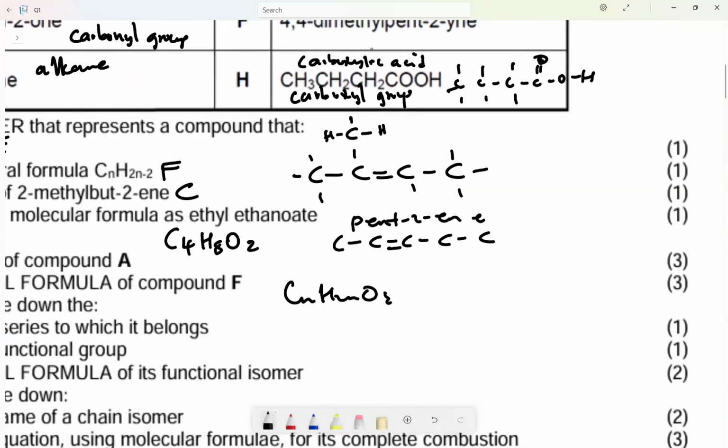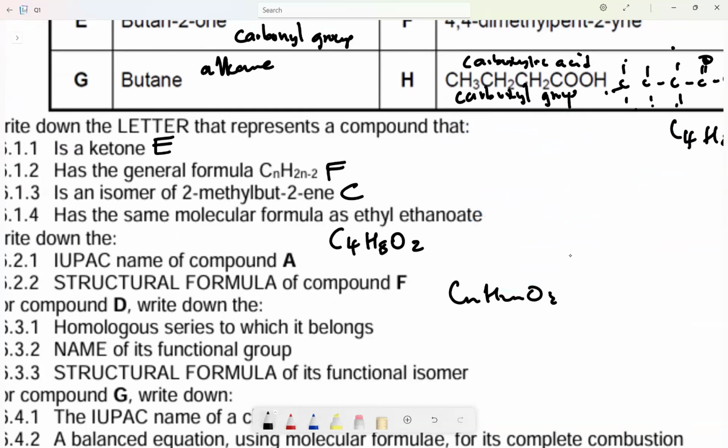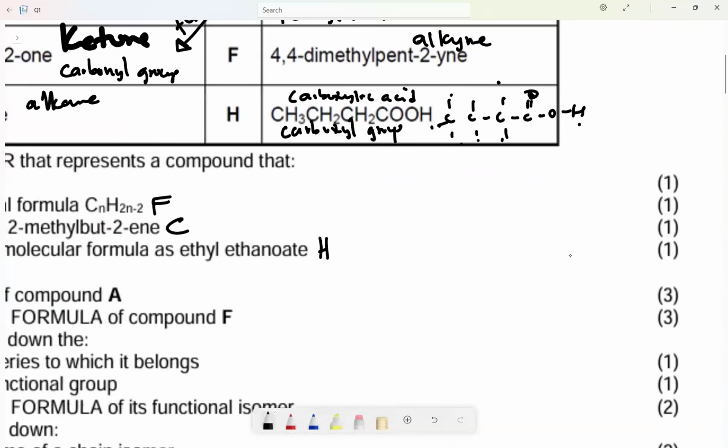It is a carboxylic acid that has 4 carbons. Now let us check: 1, 2, 3, 4, we have 4 carbons. How many hydrogens? 1, 2, 3, 4, 5, 6, 7, 8. H8 O2. Therefore, the most correct answer should be number H. Can we see that? Number H. How cool is that?